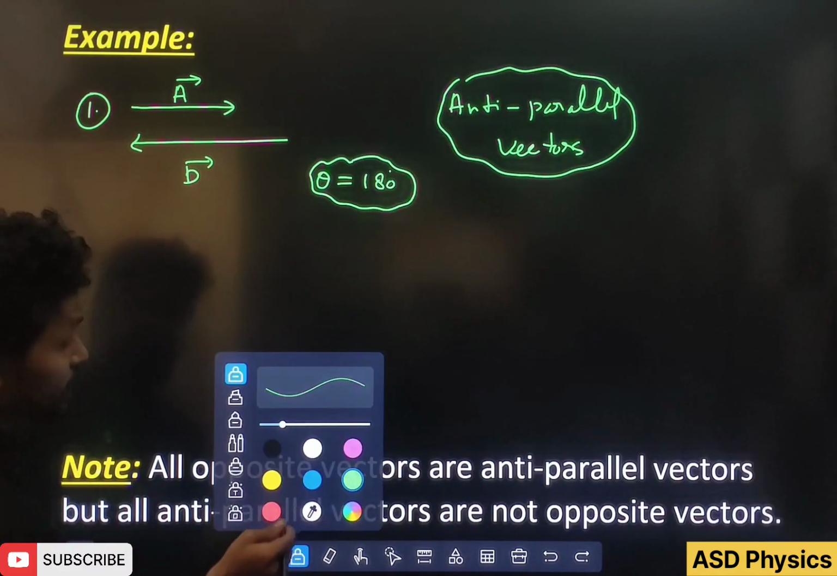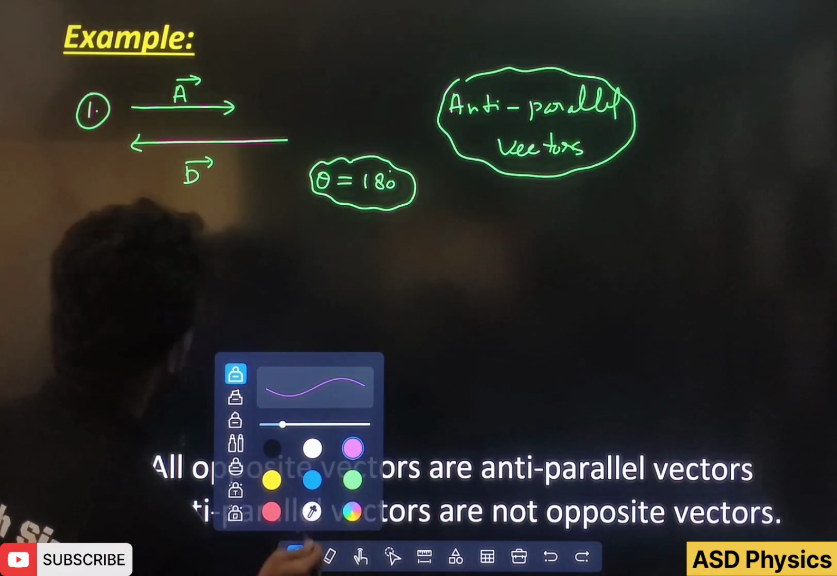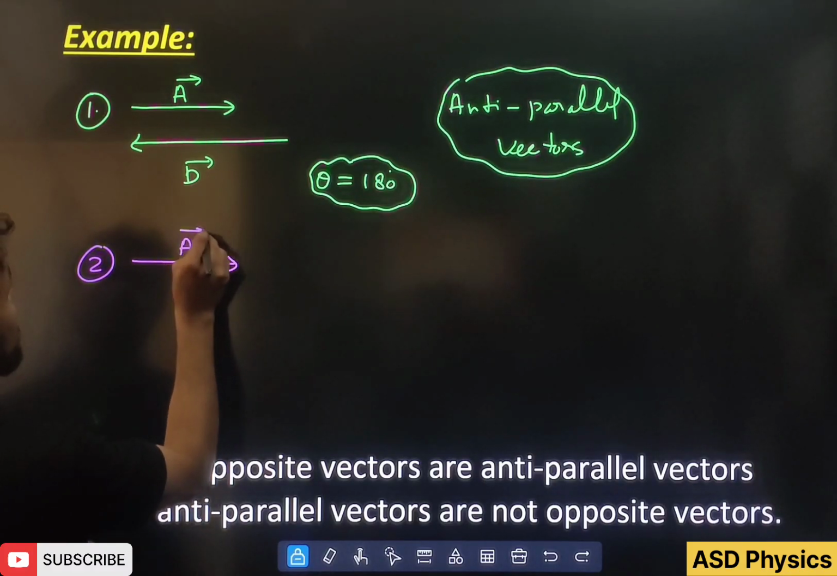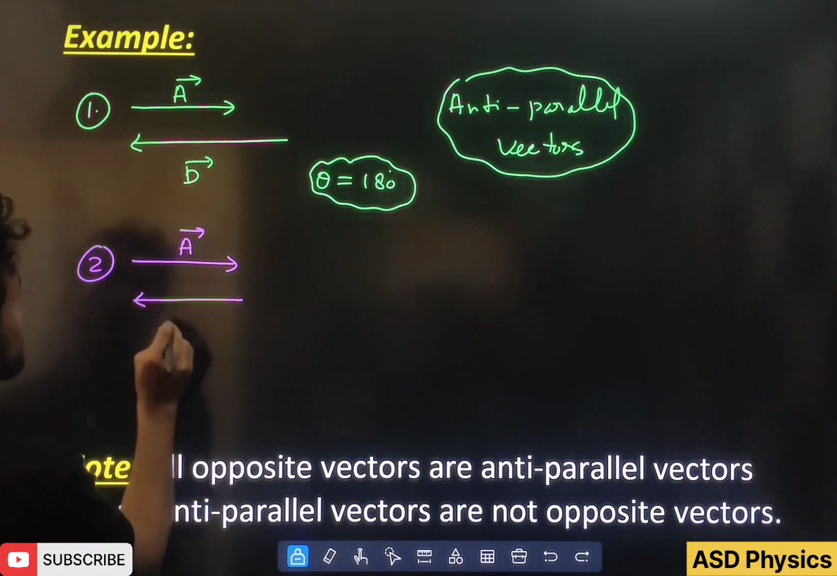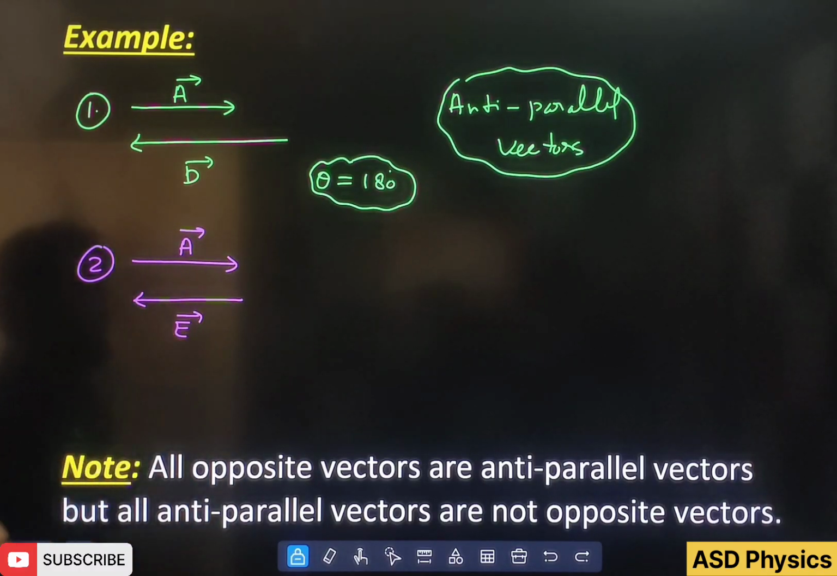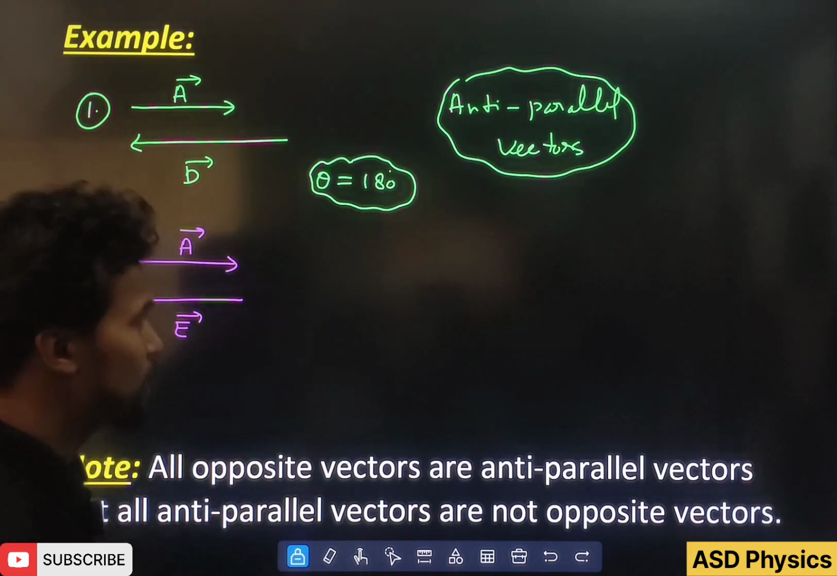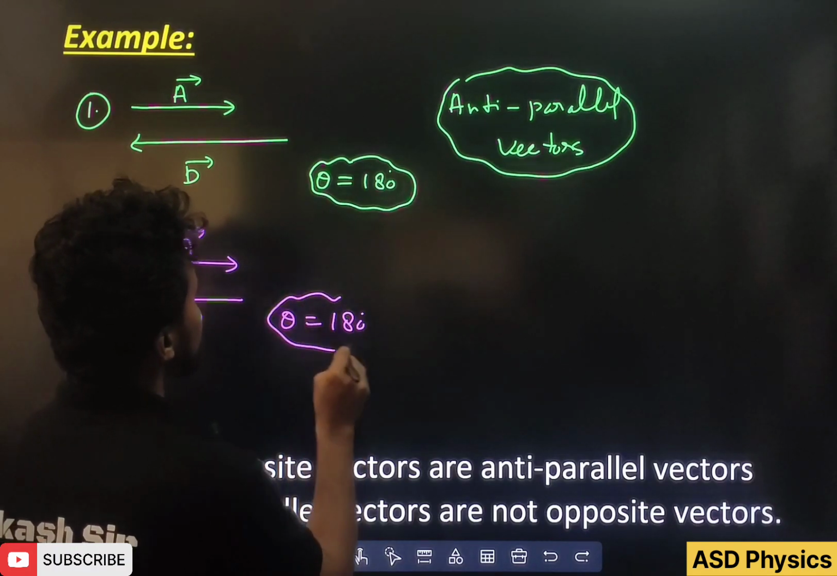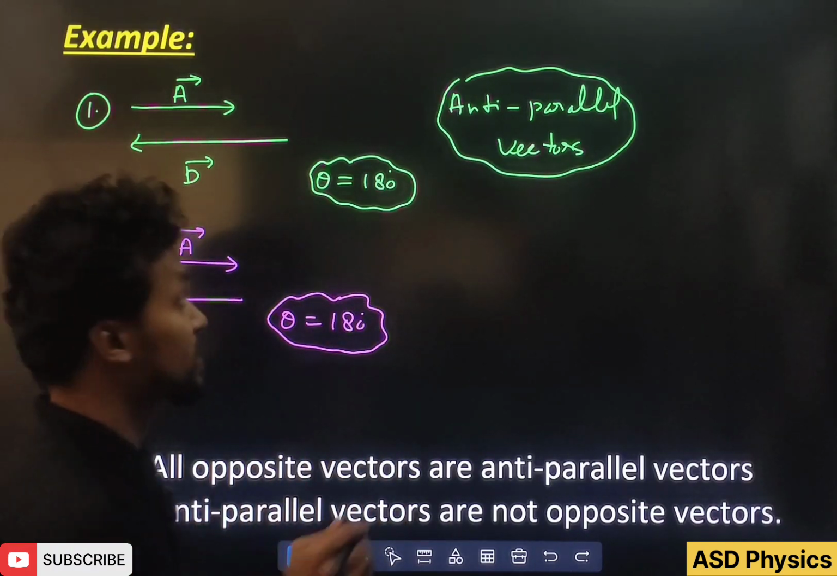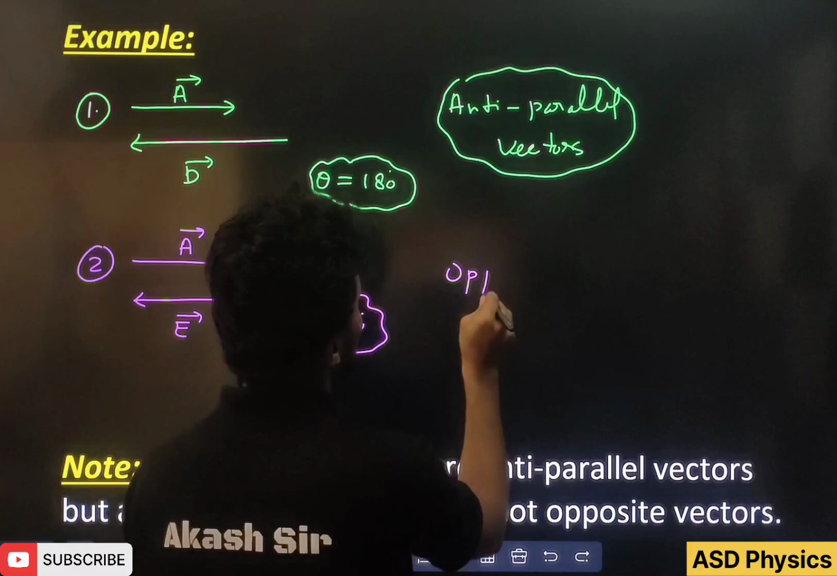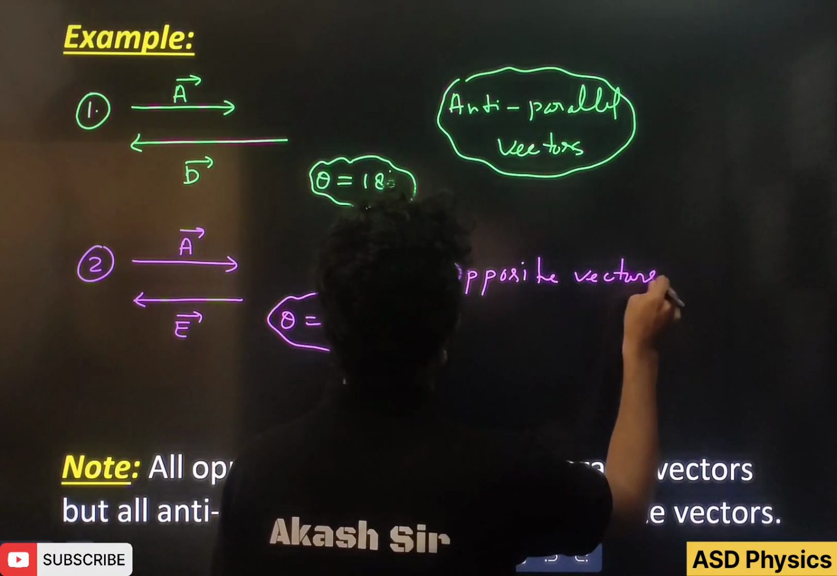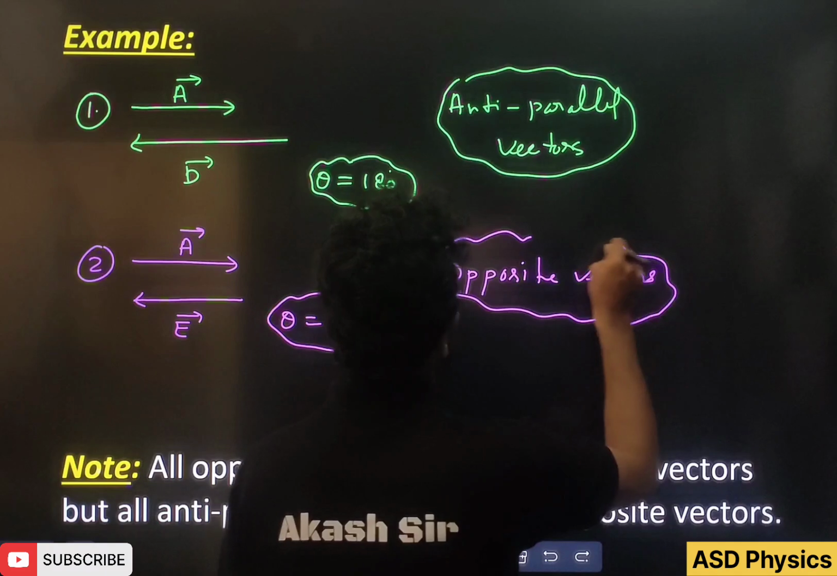Now next one, guess what we are going to do. This is vector A, and now I have drawn vector E like this. Here you can see the direction is opposite, but the length is the same. That means the angle is 180 degrees here also, but they are called opposite vectors.